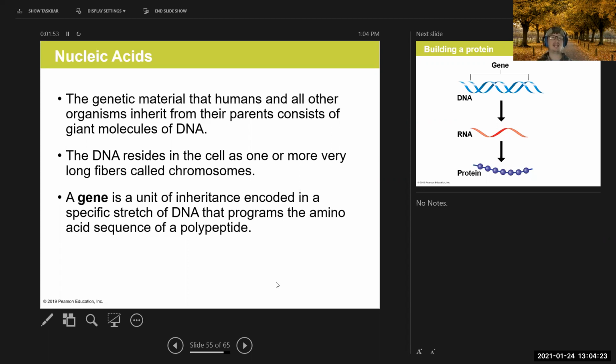In nucleic acids, that DNA resides in all of the cells of the living organisms. And DNA is made up of these long fibers called chromosomes. And on every chromosome, there are multiple genes that make up a specific segment of the DNA that's a part of that chromosome. And the DNA has the information that tells our bodies what amino acid sequence should be part of that polypeptide.